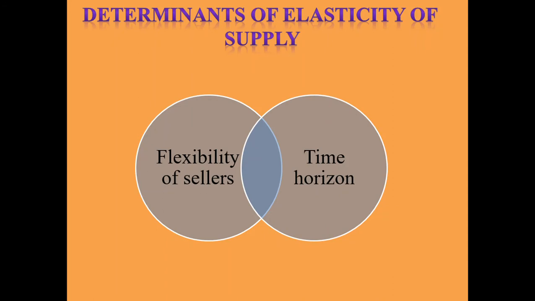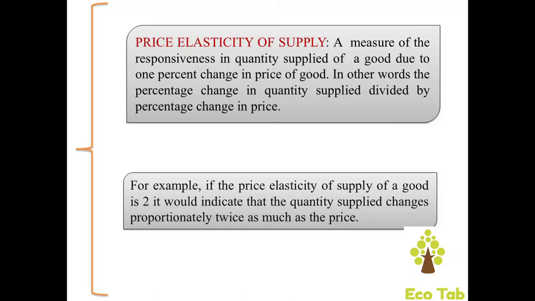Determinants of elasticity of supply. Supply of a good is said to be elastic if the percentage change in quantity supplied of a good is greater than the percentage change in price. That is, the quantity supplied responds substantially to the change in price. Supply of a good is said to be inelastic when the percentage change in quantity supplied is less than the percentage change in price. Here, the quantity supplied responds only slightly to the change in price.